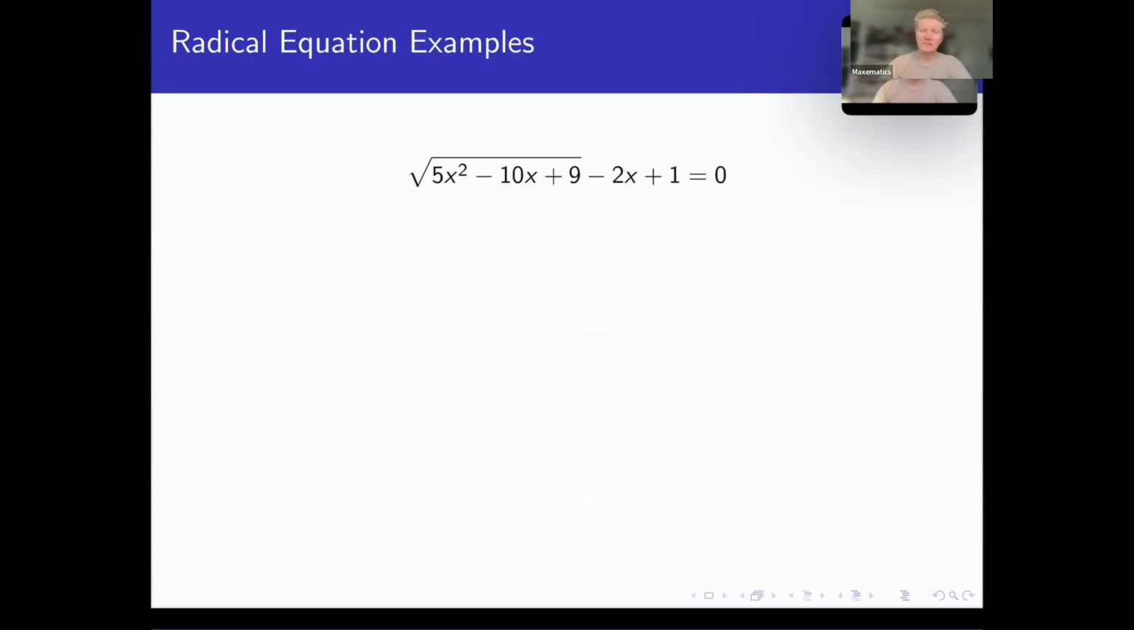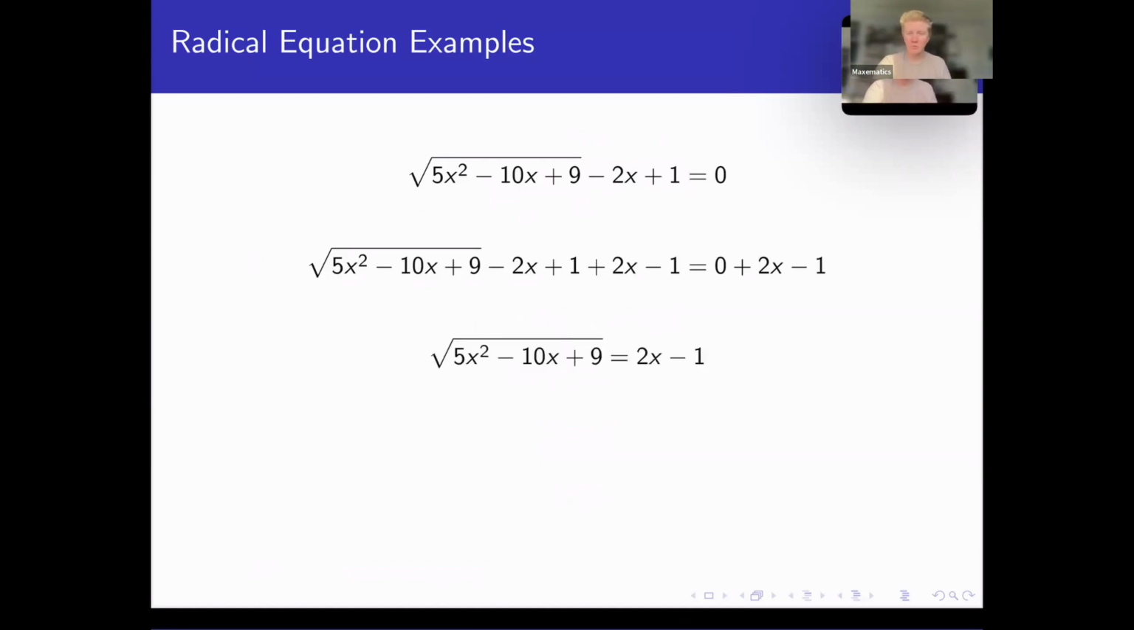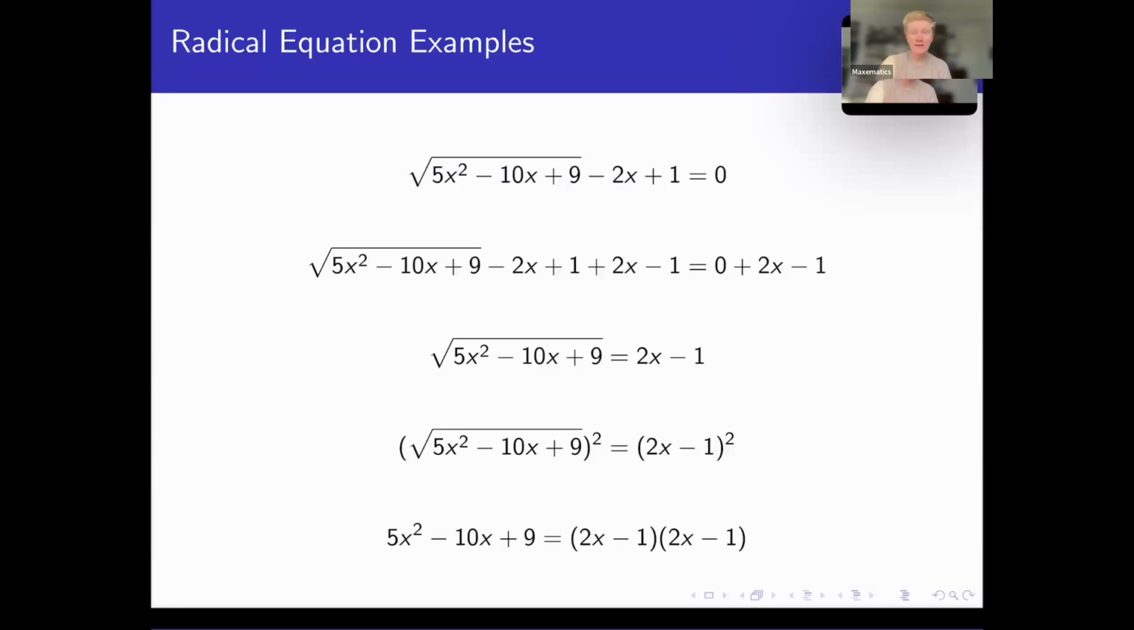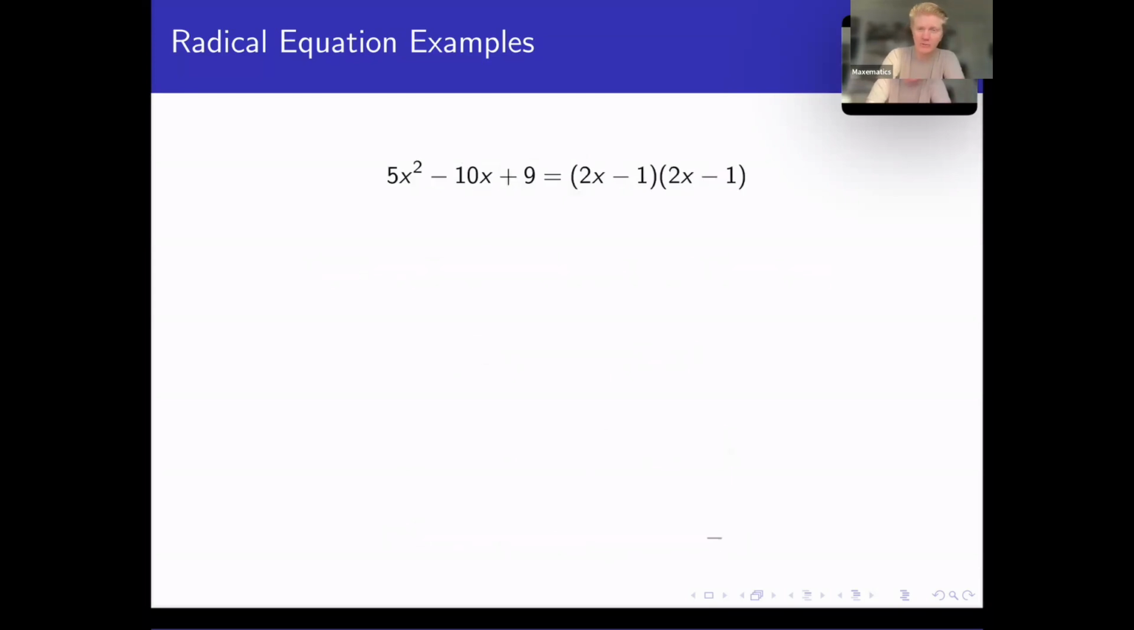All right, well, kind of similar. Here we have the square root of 5x squared minus 10x plus 9 with minus 2x plus 1 on the outside. Same thing. We need to get the root by itself. So let's add 2x to both sides. Let's subtract 1. And now we can square both sides. But this is, again, foiling. It is not just 2x squared minus 1 squared. No. This is 2x minus 1 times 2x minus 1.